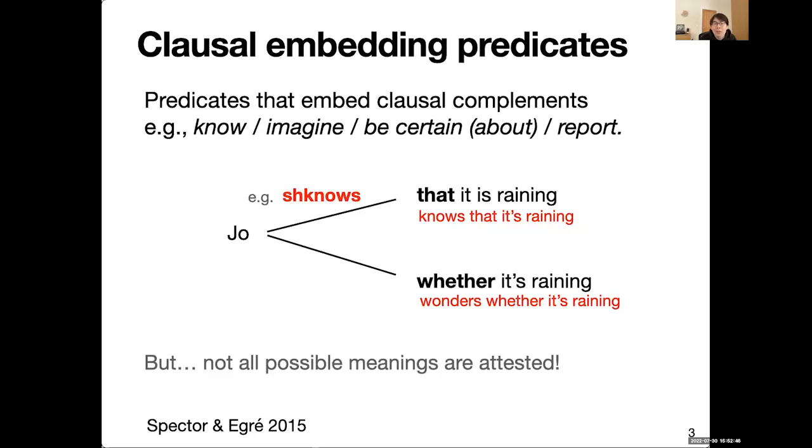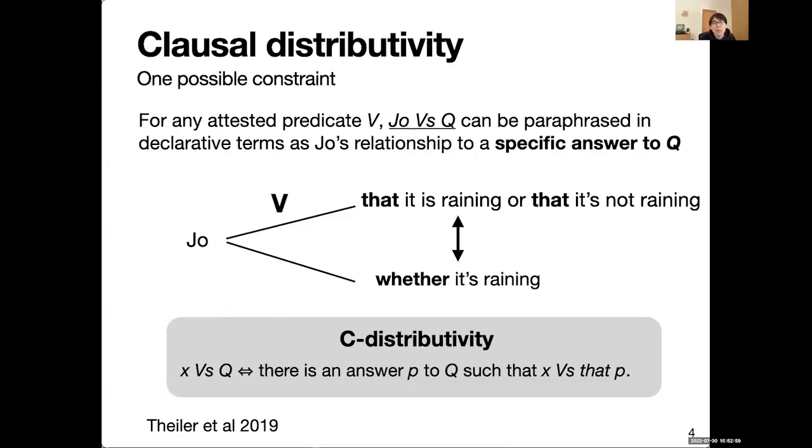The question then is what differentiates attested predicates like know from unattested predicates like schnow? So in other words, what is the constraint on the possible meanings of clause embedding predicates? One possible constraint proposed in the literature is called clausal distributivity, or C-distributivity for short. So the constraint states that for any attested predicate V, Joe Vs Q, where Q is an interrogative complement, can be paraphrased in declarative terms as Joe's relationship to a specific answer to Q. So for example, if we have Joe Vs whether it's raining, we should be able to paraphrase it as Joe Vs that it's raining or that it's not raining.